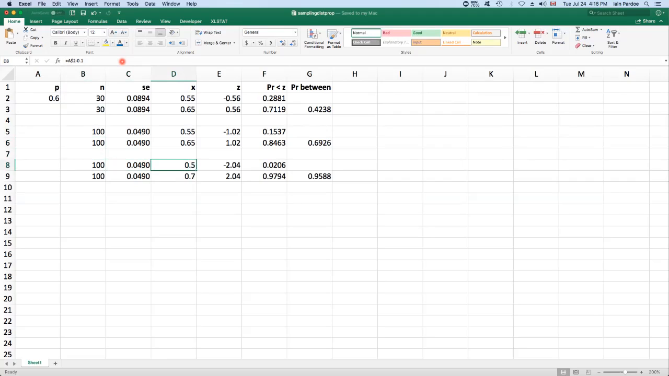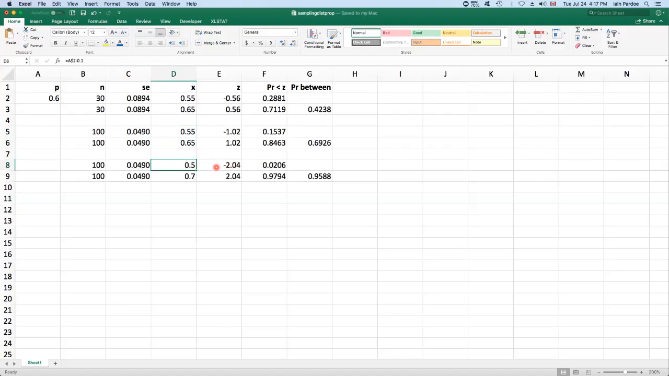If we're going slightly wider and the standard error stays the same, the normal curve will stay the same, but we're going further out from the mean, then we're going to have a higher probability in between 0.5 and 0.7 than we had between 0.55 and 0.65.